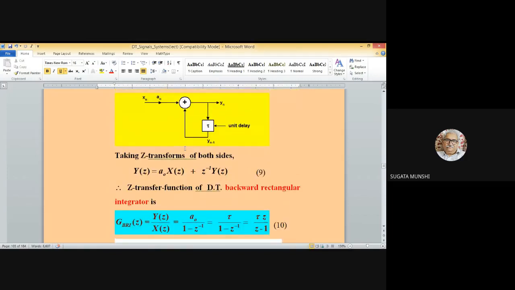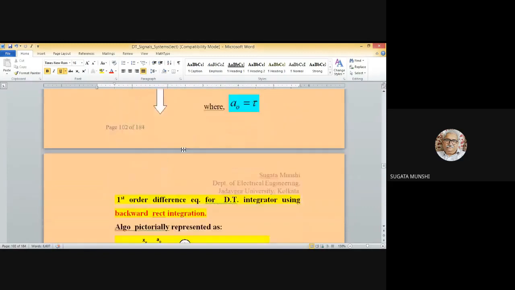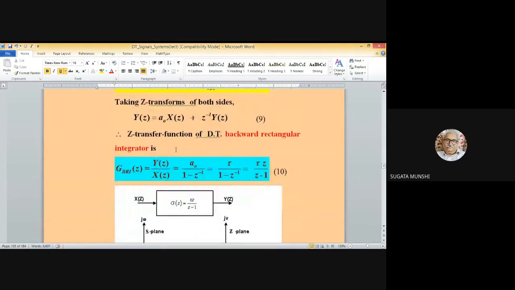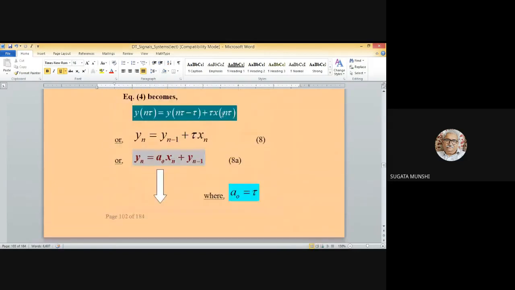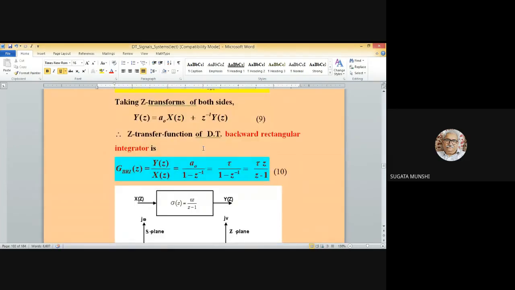If you take the z transforms of both sides of this equation, what will you get? Y(z) will come out as a0 X(z) plus z to the power minus 1 into Y(z), because you have a delay here. So Y(z), if you take the z transform, Y(z) will be there. Here you will have z to the power minus 1 into Y(z), which follows from the shifting property of z transform, plus tau, which is a constant, into X(z). All right. Tau is equal to a0. We are considering it's equal to a0.